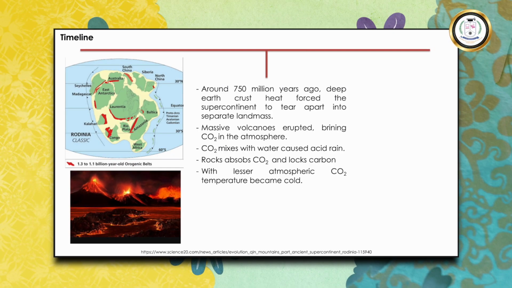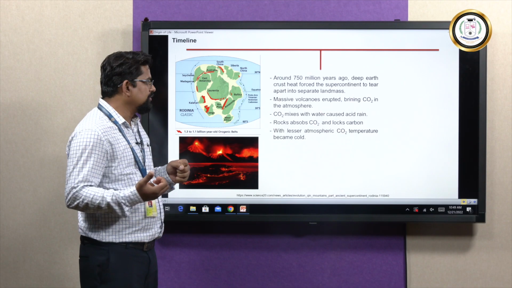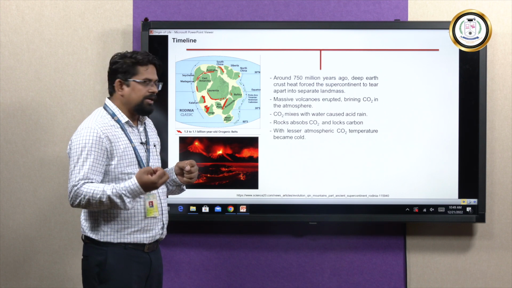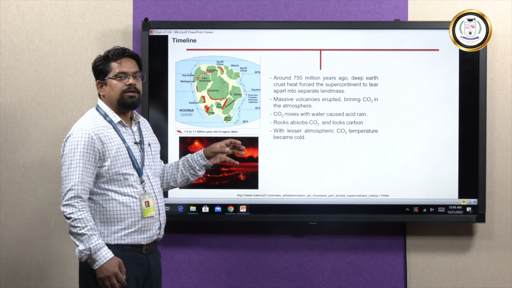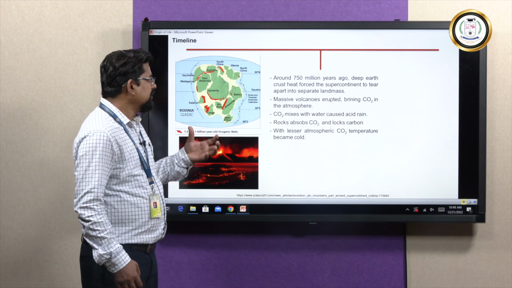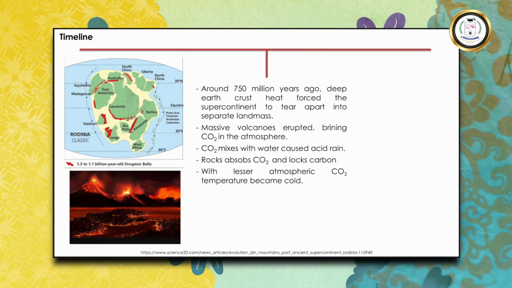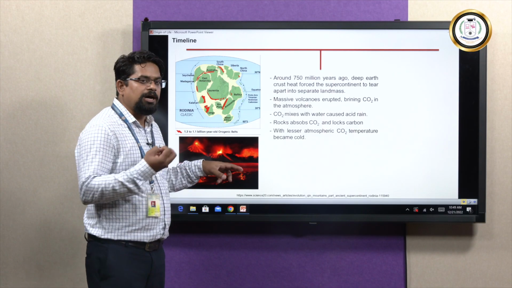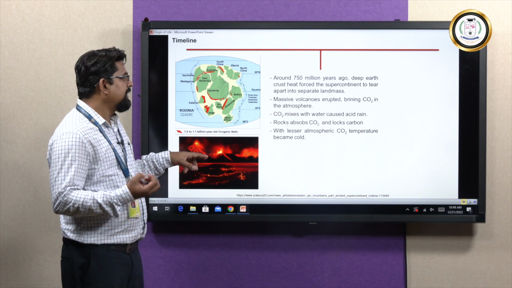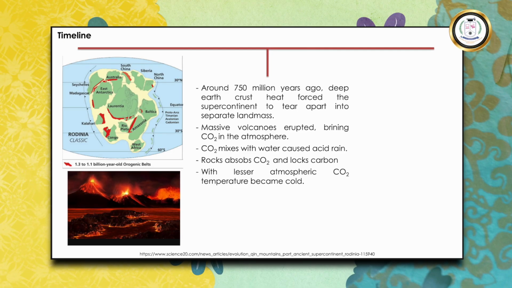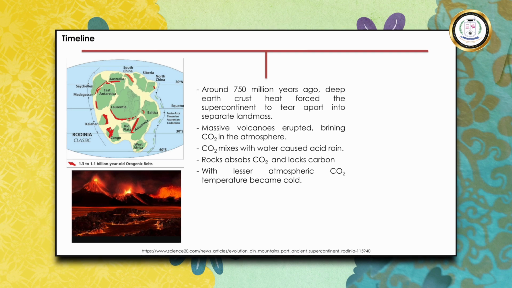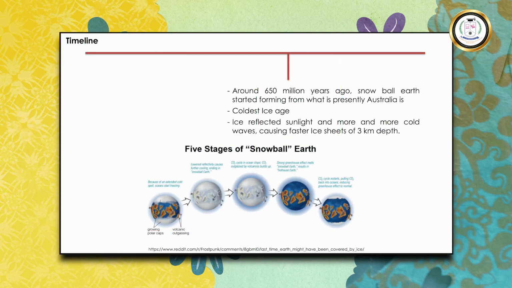Massive volcanoes erupted, bringing carbon dioxide into the atmosphere. This carbon dioxide mixed with the water and also caused acid rain, right? All this carbon dioxide was absorbed by the rocks. Now these rocks locked the carbon into themselves, and as a result the atmospheric carbon dioxide started decreasing, causing the weather to become cold, and that has given rise to the coldest ice age of the planet Earth. How? Let us understand the sequence.